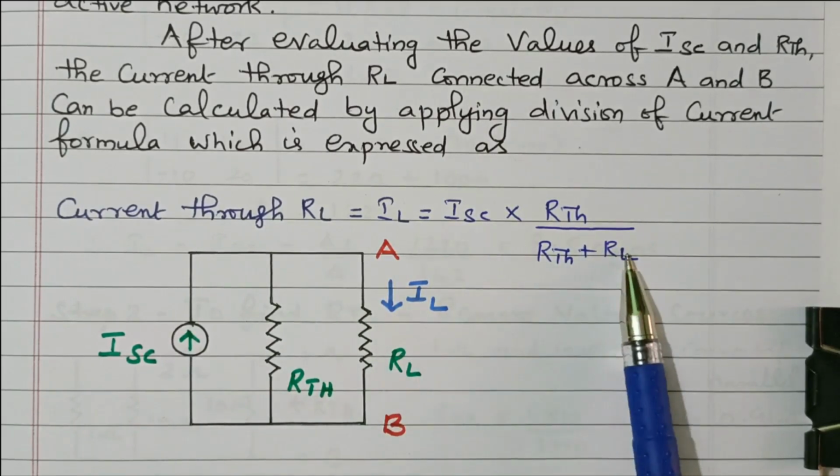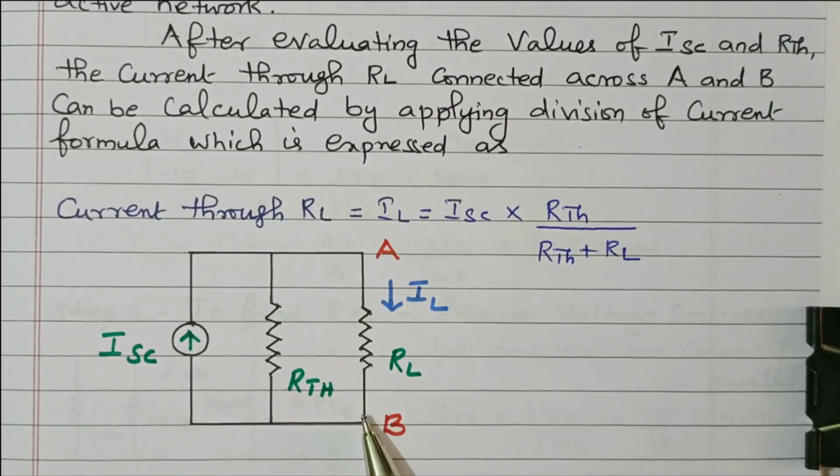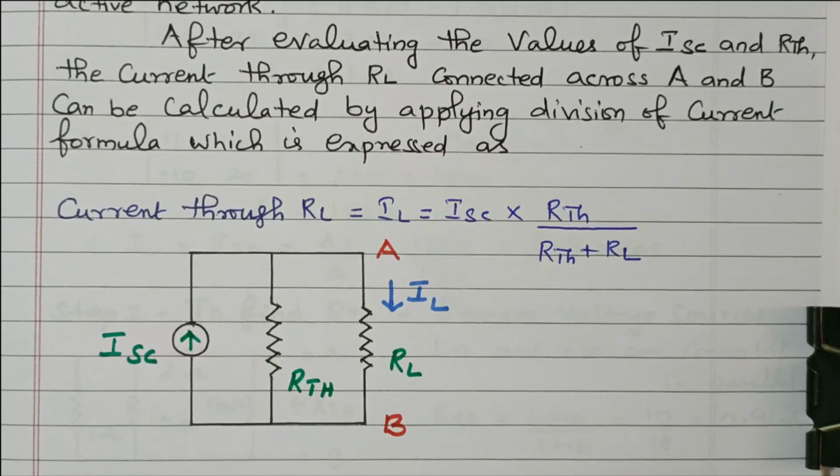So by using the current divider rule, we can easily find the current IL flowing through the load resistance RL. In Norton's theorem, the complicated network is converted into a current source in parallel with the Thevenin resistance. From that simplified circuit, we can easily find either the current or the voltage through the load terminal AB using the current divider rule.